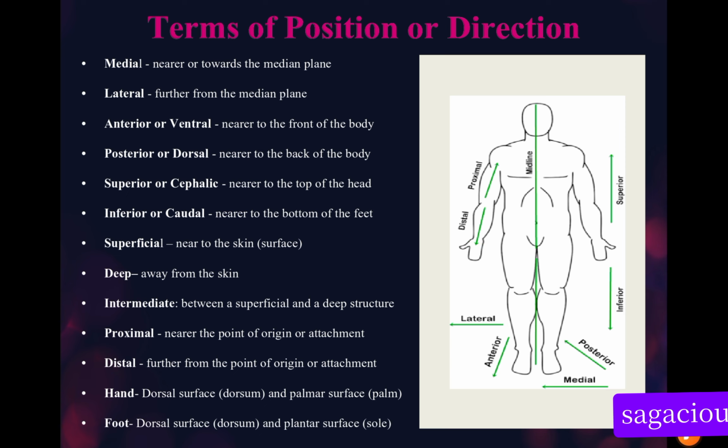Now we have the foot. The foot also has the dorsal surface, also known as the dorsum, and the palmar surface. The palmar surface is on the ground, while the dorsal surface is the part of the foot that we can see.